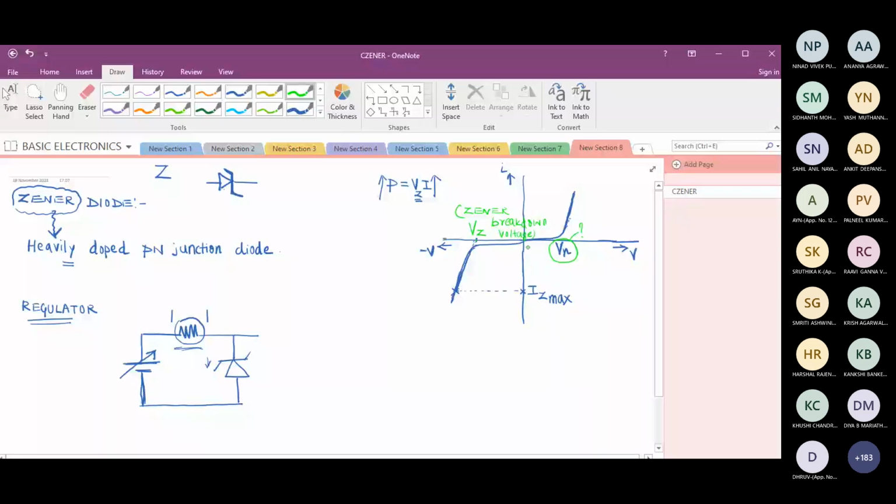Sir, why do you want to spoil your head with this V cut-in now? Okay, okay. We want the diode to be reverse biased. What I told, I want to come out with a less expensive circuit. So under forward bias, will I use a Zener diode?